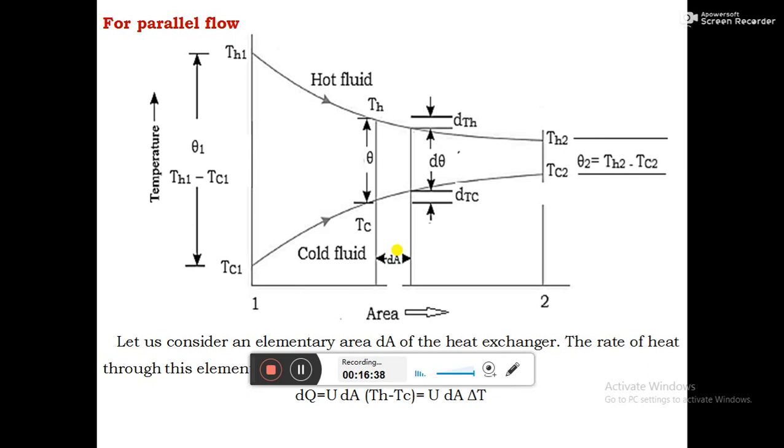Okay, we considered a small elementary area dA of the heat exchanger, and the amount of heat transfer taking place between the hot fluid and the cold fluid through that elementary area is given by the equation dq equals U into dA into (Th minus Tc), where Th is the temperature of the hot fluid in that elementary area and Tc is the temperature of the cold fluid in that elementary area.